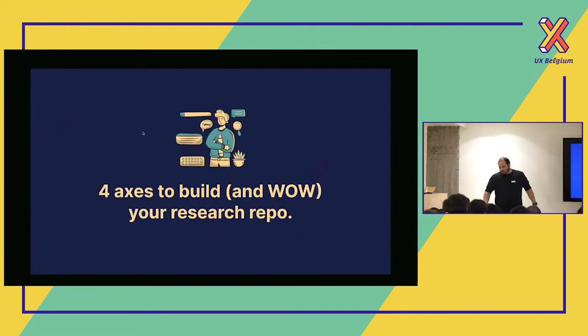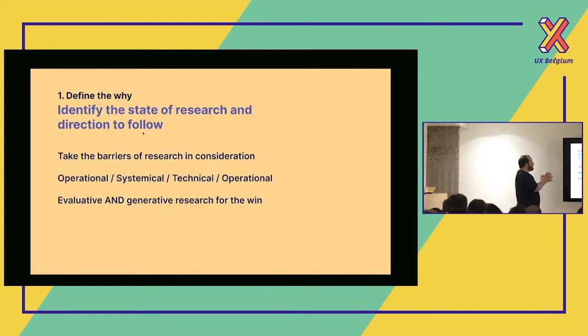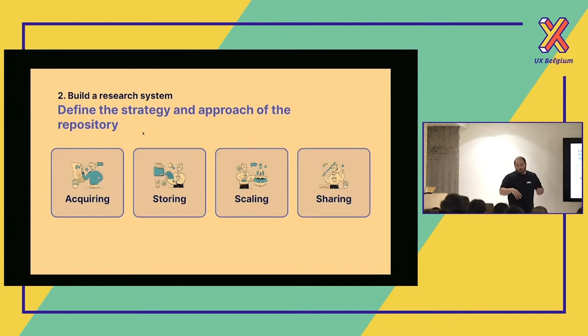So if we wrap up on what has been said: we've got define the why, which is basically to identify the state of research, consider the barriers that exist, and have a view on whether my company is more on the evaluative side or more on the generative side. Then you have, of course, the four pillars: how I'm going to get these findings, how I will store the insights, how I will scale the practices of research across my company, and how I will share this with stakeholders and other members of my organization.